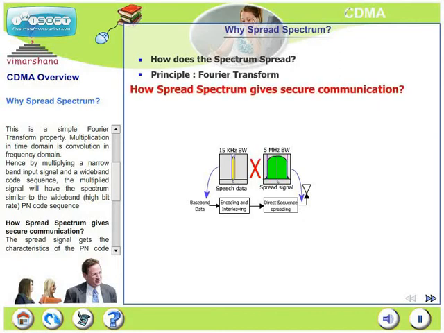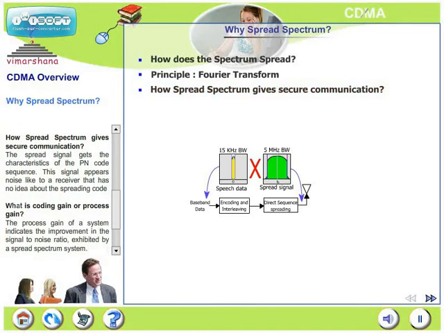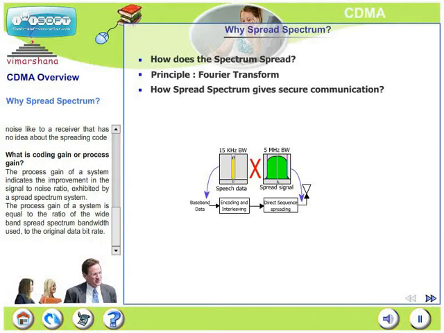How does spread spectrum give secure communication? The spread signal gets the characteristics of the PN code sequence. Only that particular receiver which has got the proper sequence will be able to decode this. For all other receivers, this signal will appear like plain white noise. Therefore, the security is provided by this spread spectrum communication, in particular the PN sequence that is employed in that.